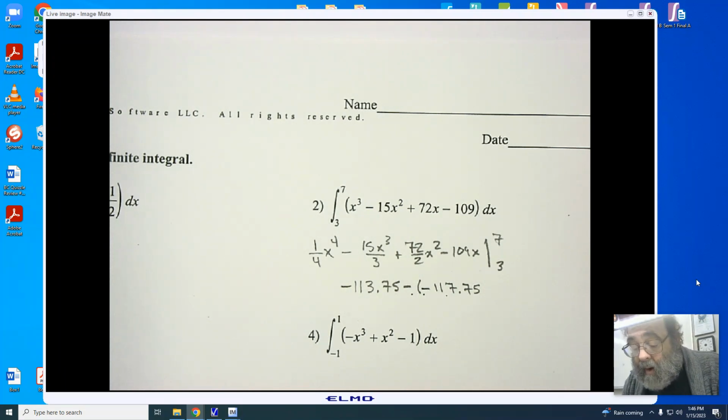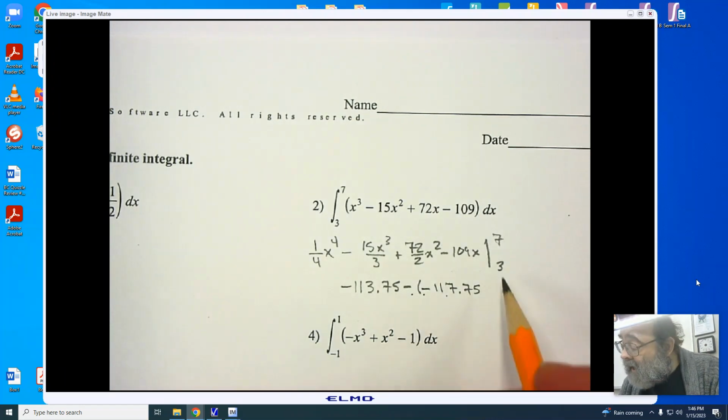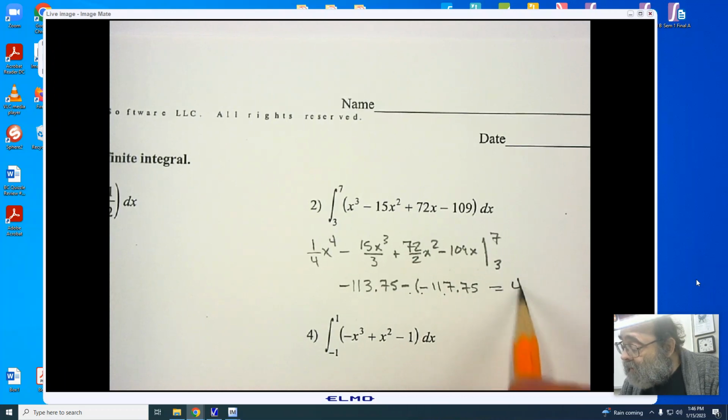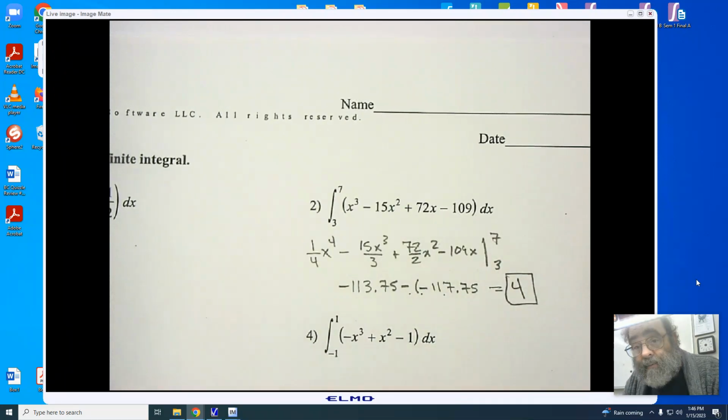So what I'm going to do now is just subtract the two values from each other. Whoops, let's try that again. Enter times negative 1. And I'm just going to subtract that 113.75. And I end up getting a nice number, 4. So my answer is 4. We're now going to go to number 4.